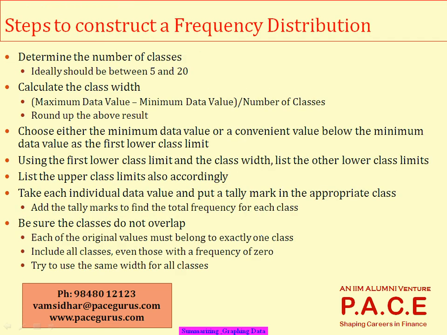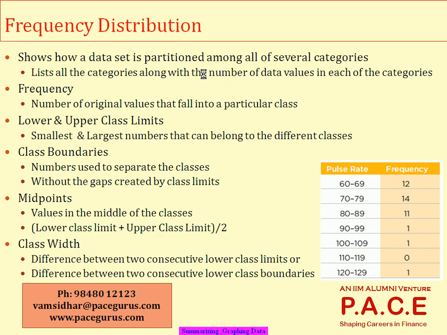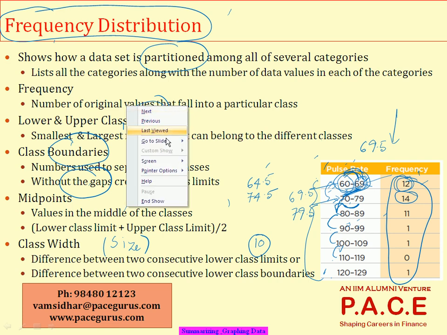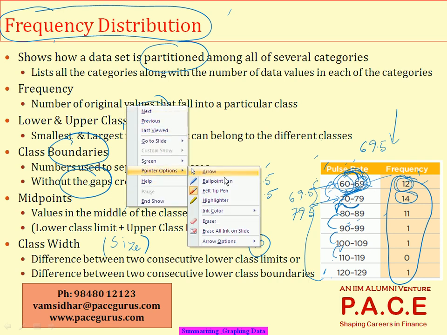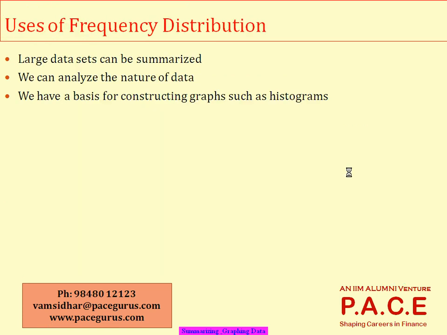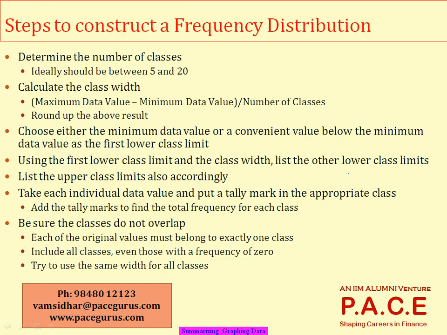So how do we construct the frequency distribution? First there will be data given to us. Any data that is given, first determine the number of classes which we want to build. In this example, there are 7 classes. But every time you want to build a new frequency distribution, understand how many classes you would like to build. The ideal number should be between 5 and 20.